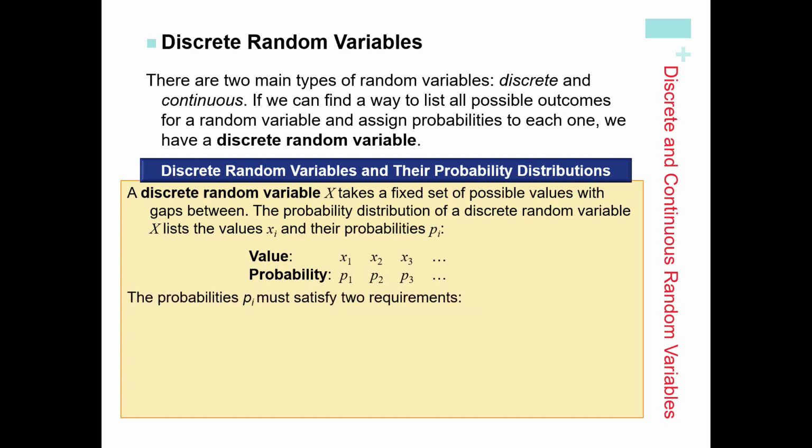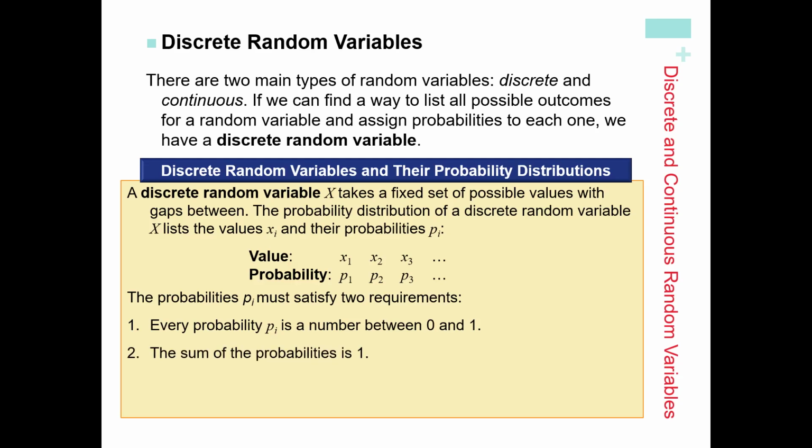Those probabilities, pi, all of them, must satisfy two requirements. I bet you guys know what these are going to be. First off, every probability, pi, must be a number between 0 and 1. That's from the last chapter, right? Probabilities are between 0 and 1. Second, the sum of the probabilities is 1. Again, you guys know that from last chapter. If I flip 3 coins, one of the 4 outcomes has to happen, right? Either 0, 1, 2, or 3 heads.